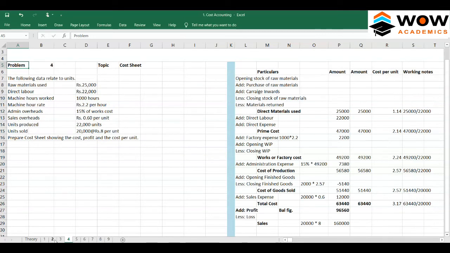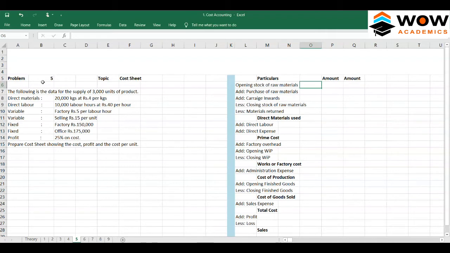and we need the cost sheet. Okay, so here we have the following data. The following is the data for the supply of 3,000 units of a product. Direct materials is 20,000 kgs at 4 per kg, and direct labor is 10,000 labor hours at 40 per labor hour. Factory, we have variable cost. So variable cost is something which moves with the per unit produced or per hour. So factory hours is 5 rupees per labor hour. So labor hours is here.